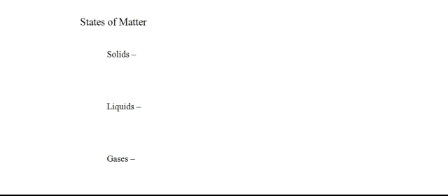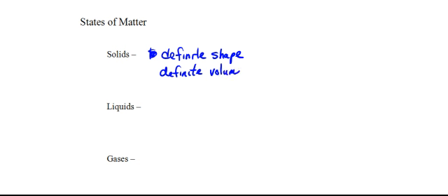A solid is a substance that has a definite shape. Oops, scribble that out. Let's go this way. There you go. Has a definite shape. It also has a definite volume, and it is not compressible or not easily compressed.